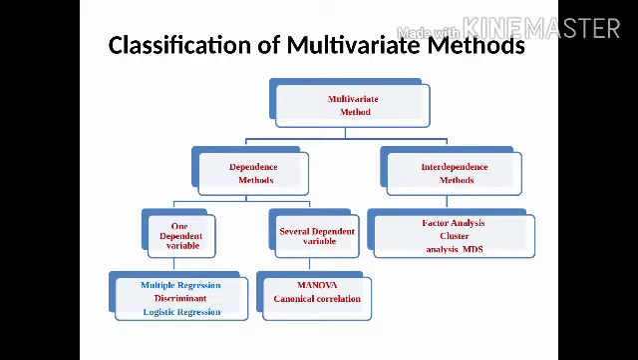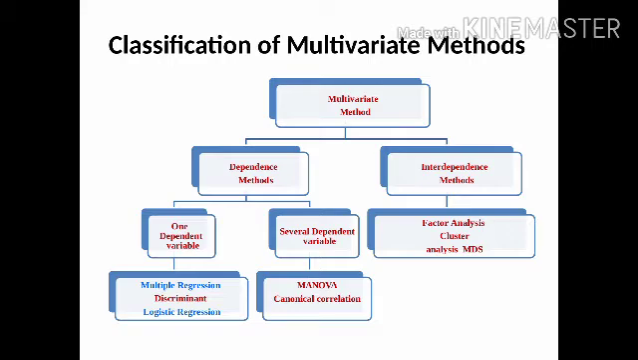That's showing a flowchart here. Multivariate methods are of two types: dependence methods and interdependence methods. In dependence methods, there are dependent and independent variables. We can divide the dependence methods into two: one dependent variable and several dependent variables. Examples for one dependent variable are multiple regression, discriminant analysis, and logistic regression. And analysis of variance, ANCOVA, and canonical correlation techniques are examples of several dependent variables.